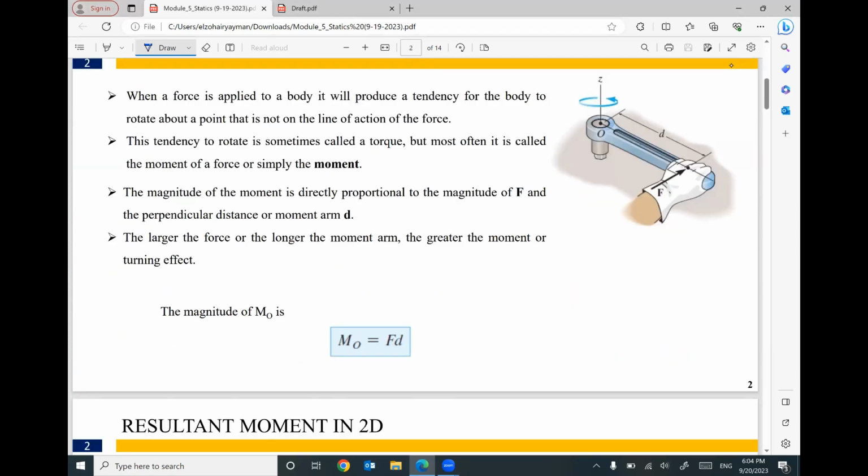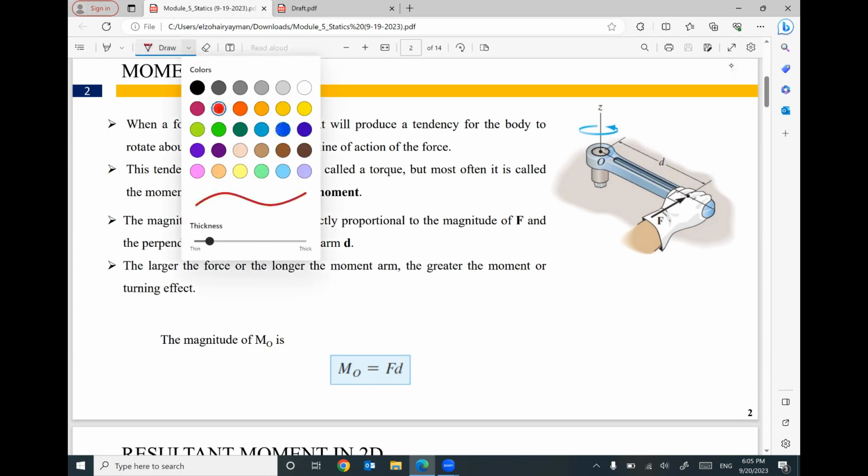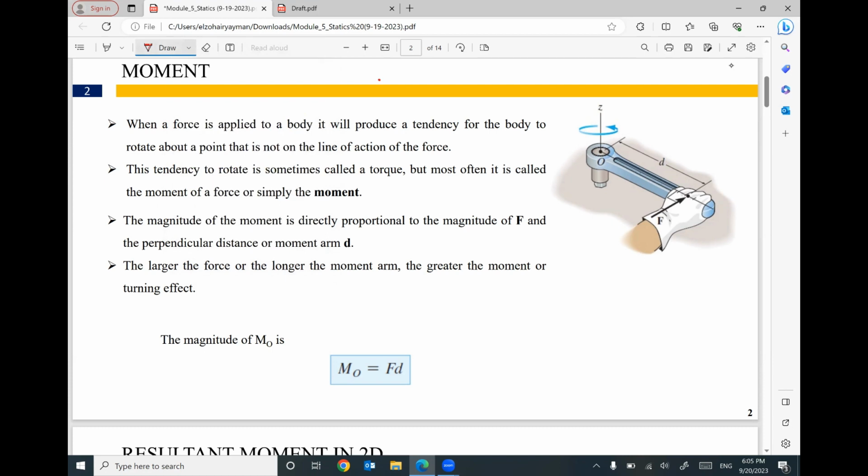Keep in your mind the meaning of moment: we have a force and we have a distance. If you multiply this force by this distance, you can get a moment. But your force and your distance must be perpendicular.